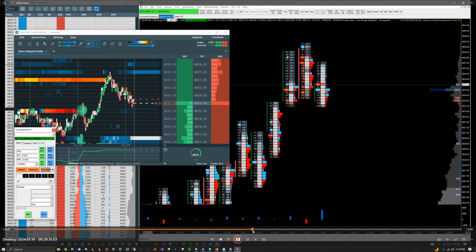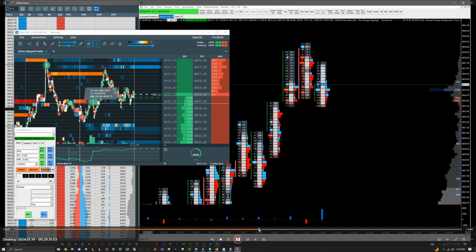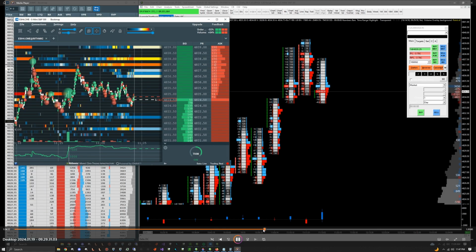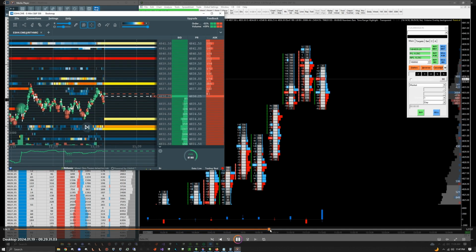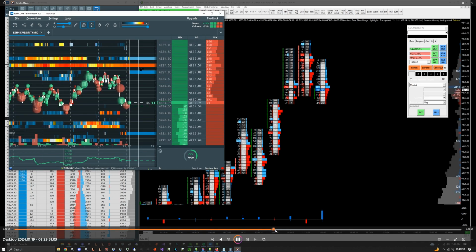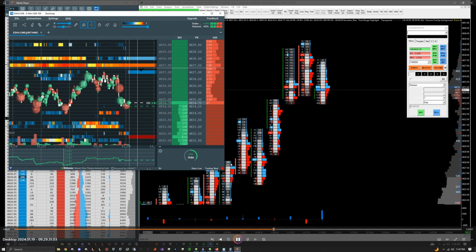I believe I ended up taking it long here after a few tests of the level because we were holding. Let's see. But keep watching this level. Yeah, I took it long because we were holding it, and ended up losing the position. 5,000. Look at that. All of that aggressive buying, yet we're not moving higher or lower, but we are holding the level.